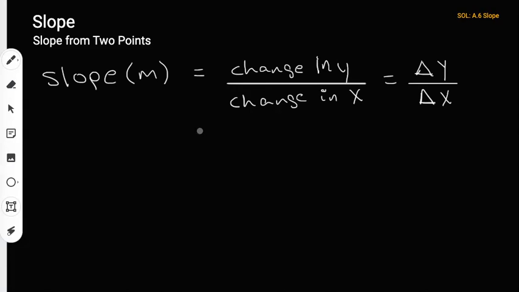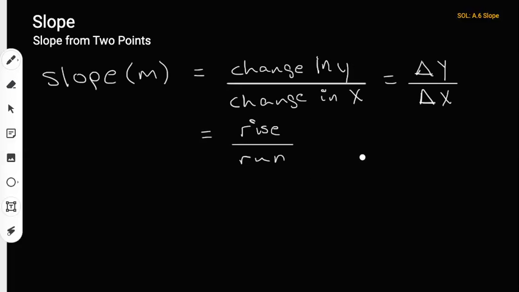We can also say that's the same thing as rise over run. You may have heard of that. Rise over run, where rise is going to be the change in the y values. So that's going to be how far up or how far down you go. And the run on the denominator is going to be the change in x. And that's going to be the measure of how far to the right you go or how far to the left you go.